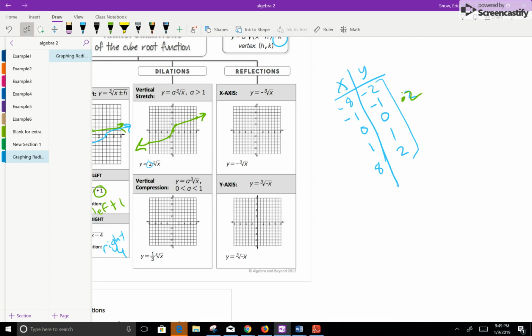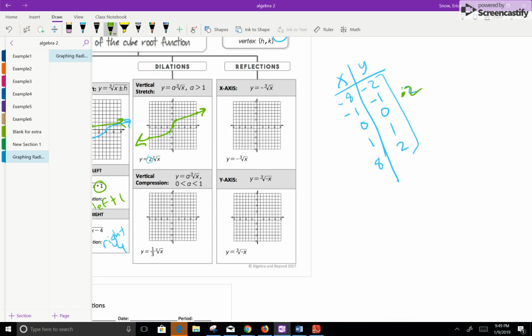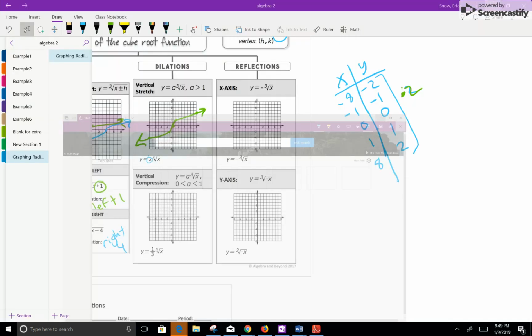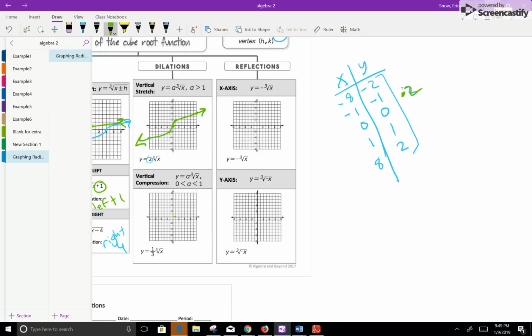Now, the compression is where it goes a little bit harder because these are going to be tiny, tiny. It's going to be super, super flat like that.